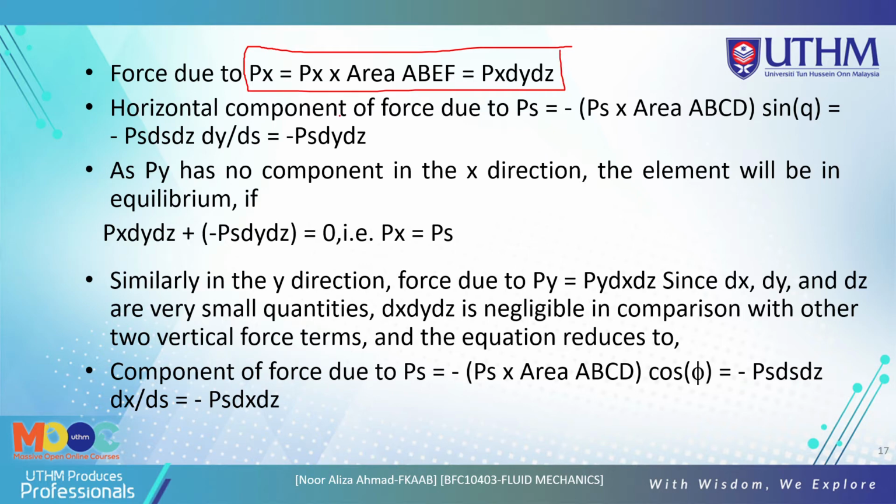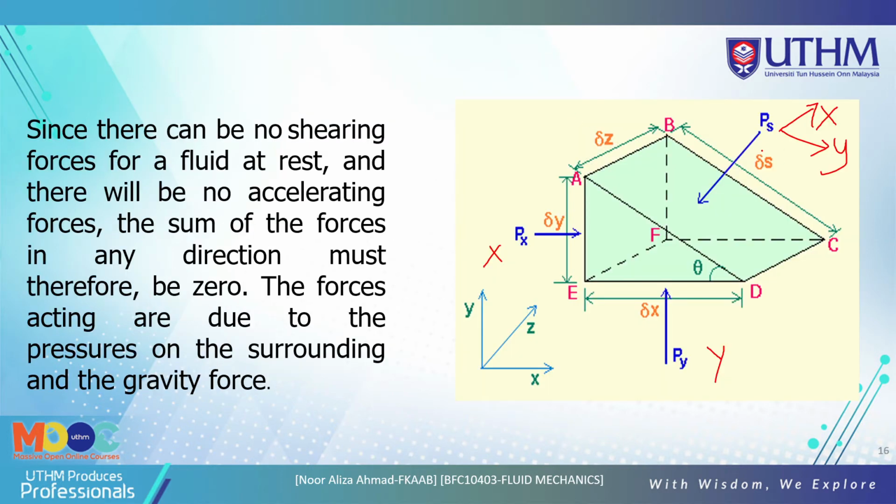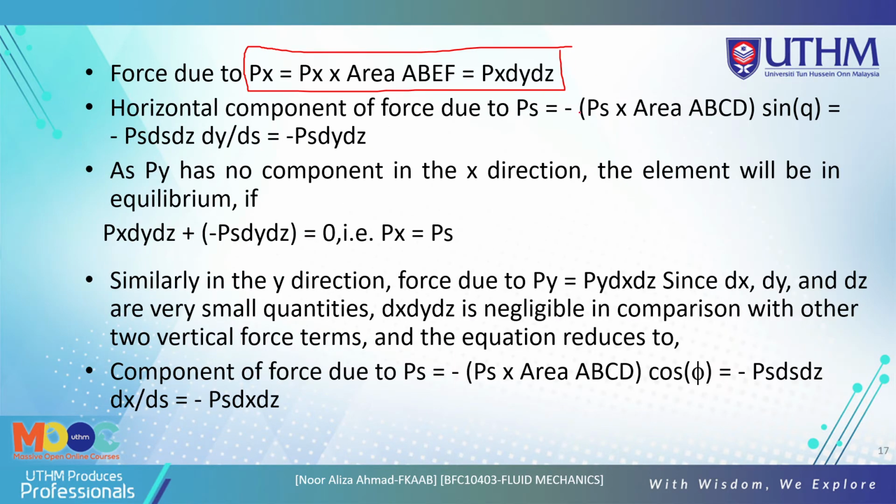Okay, so the horizontal component of force due to Ps, because we have only two directions, the X direction and the Y direction. So this concept, the horizontal component, is for the X direction. We get Ps equal to negative, because the arrow is drawn down here, which is negative, and going to the left side here is negative. So that's why we get the negative here. Okay, so we get Ps equal to negative Ps times dy dz. So this is called the component in the X direction.